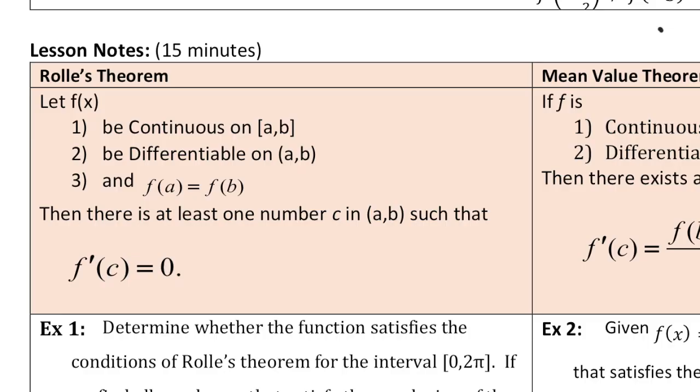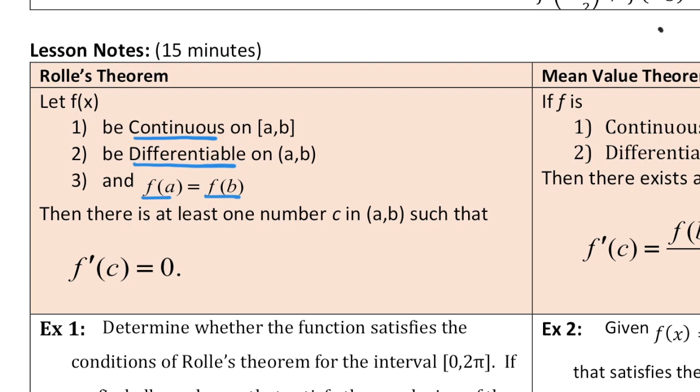So as a reminder, for Rolle's theorem, there are three conditions that must hold in order for the conclusion to be true. f(x) must be continuous, it must be differentiable, and f(a) must equal f(b) on that closed interval [a, b].